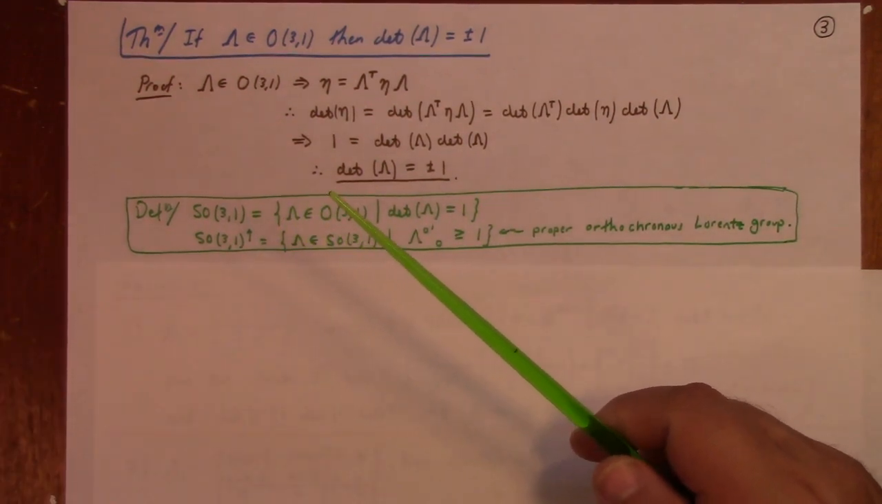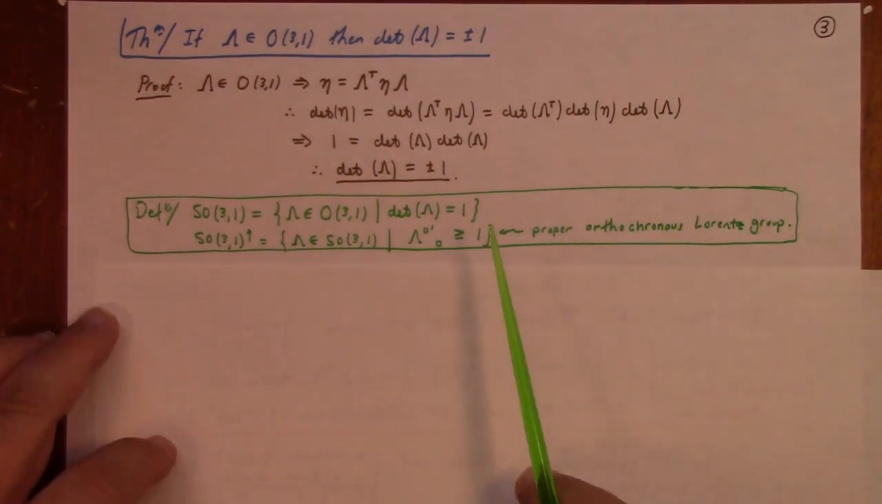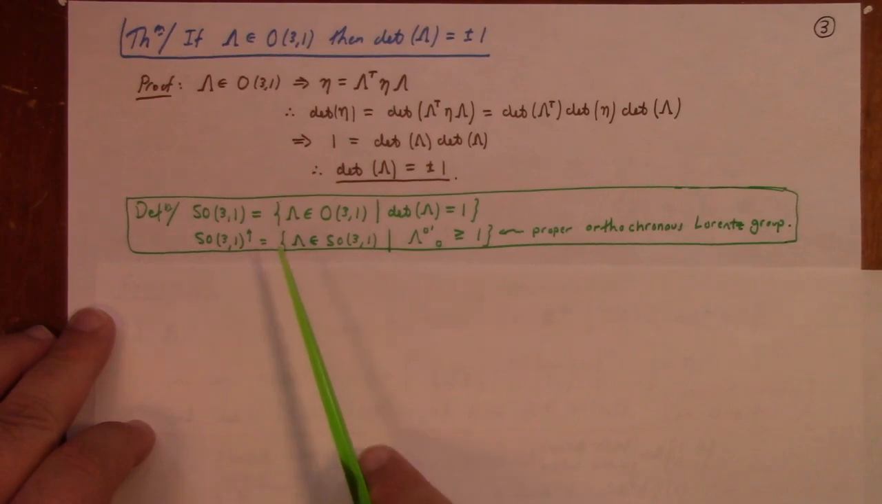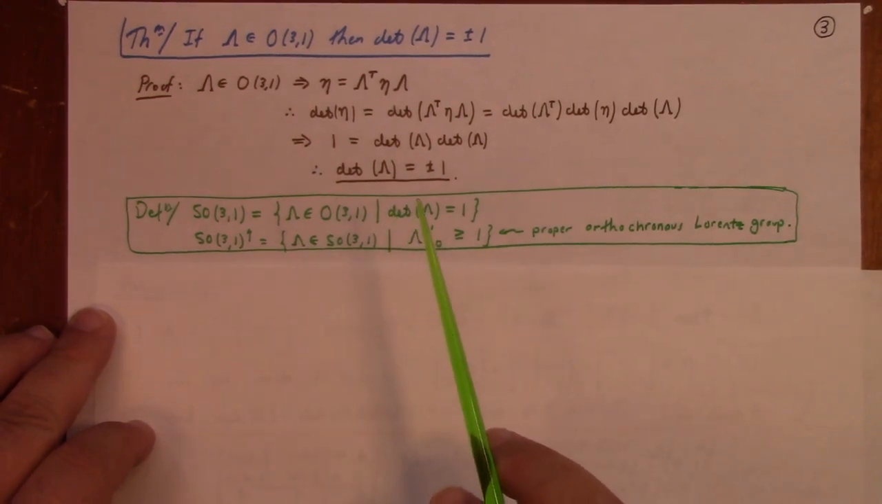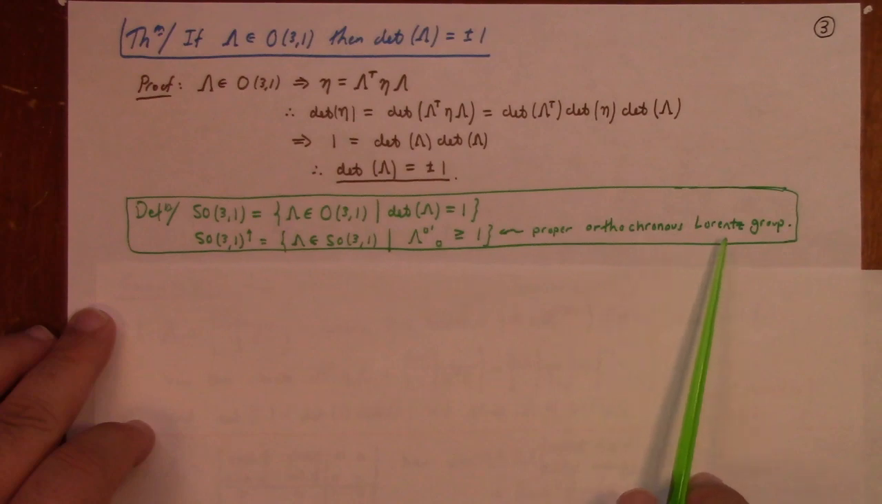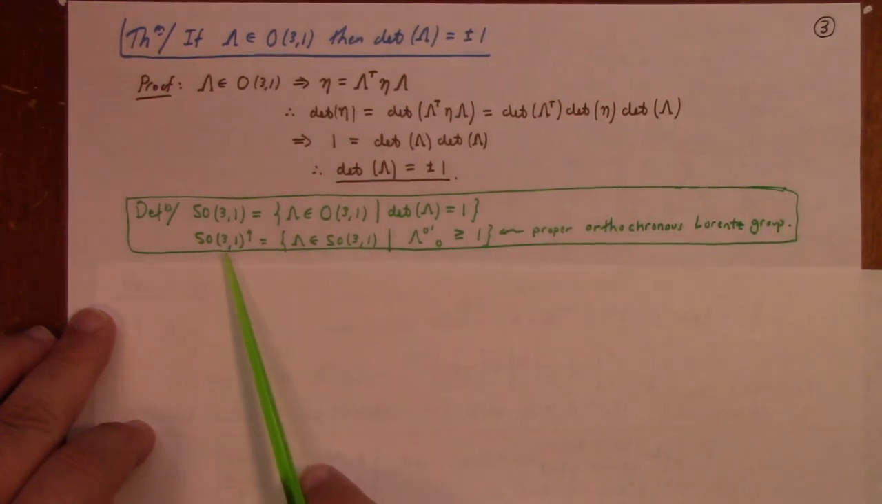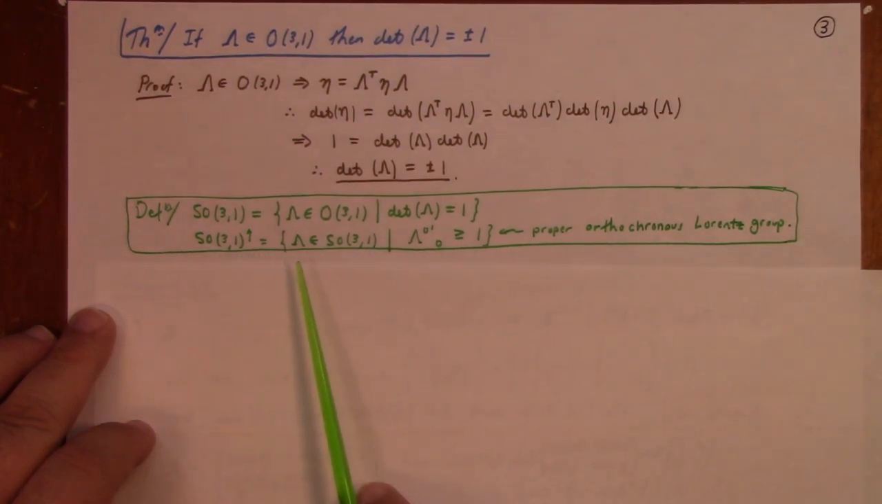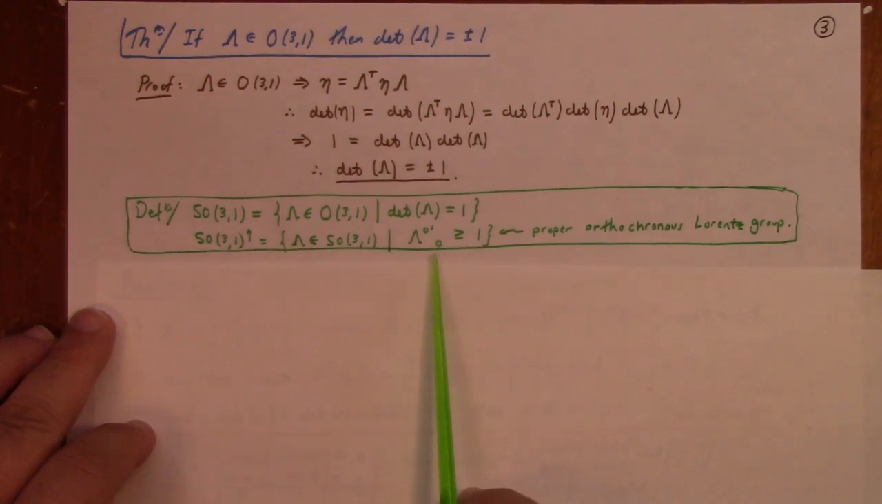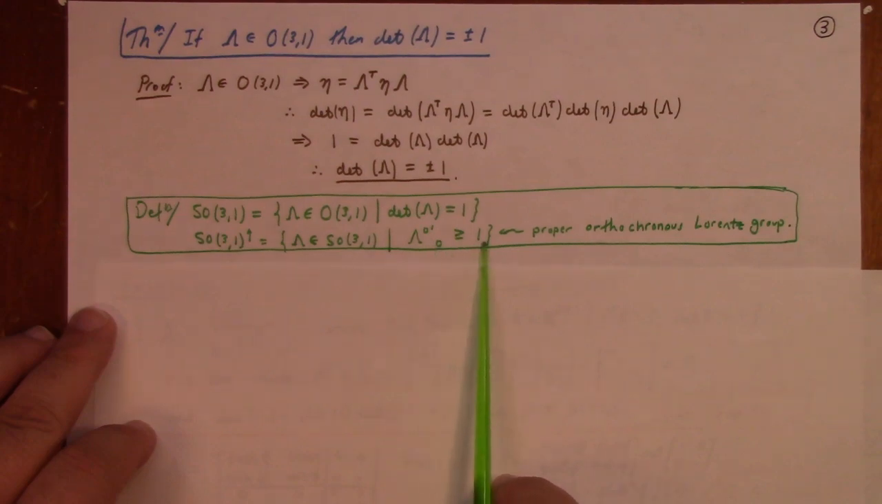And then for physical reasons, we're often interested in the proper orthochronous Lorentz group. That's defined to be the connected component of the identity of the Lorentz group. It's the ones with determinant 1 that are also not time reversals. They've got lambda 0 prime 0 greater than or equal to 1.